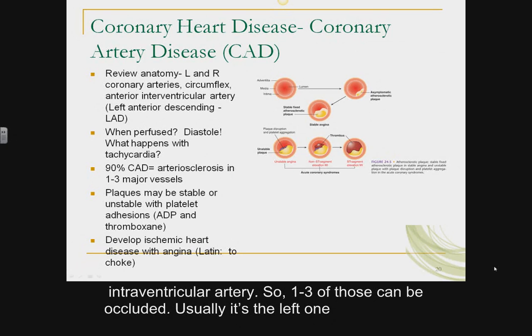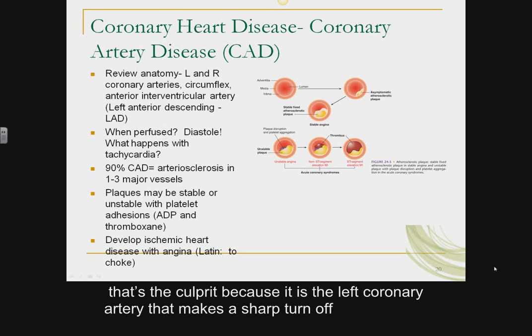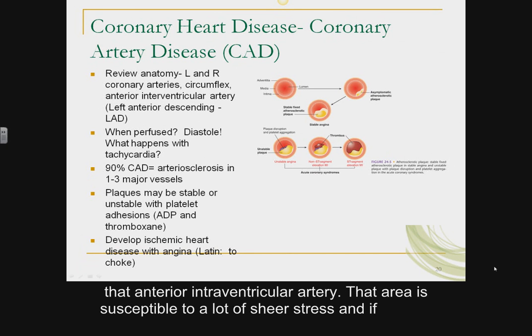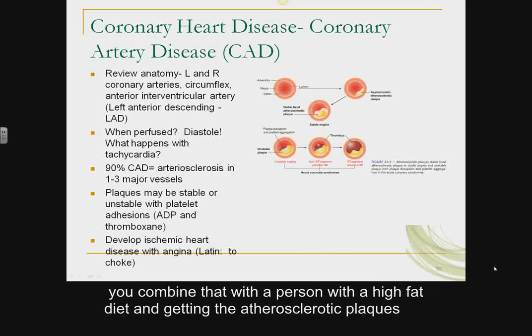So again, 1 to 3 of those arteries can be occluded. Usually it's the left one that's the culprit because it is the left coronary artery that makes the sharp turn to generate the anterior interventricular artery. And it's interventricular artery, not intra.